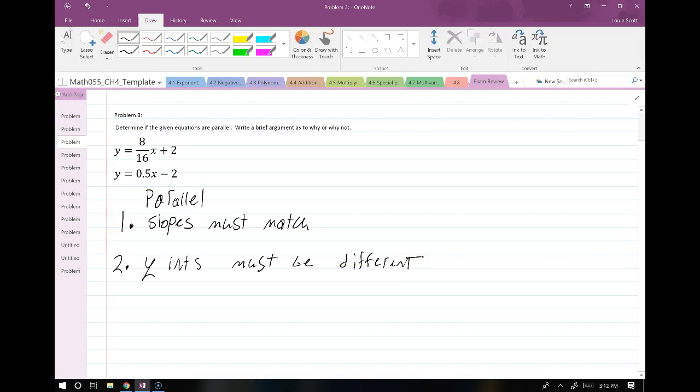Okay, so with this example, do my slopes match? Yeah, they're both equal to 1/2. Are my y-intercepts different? Yes. So I meet condition one, I meet condition two. Yes, my argument would say their slopes match, their y-intercepts are different, so yes, they are parallel.